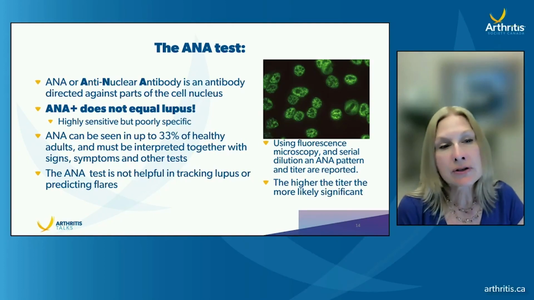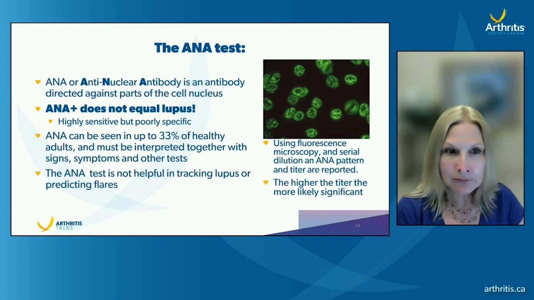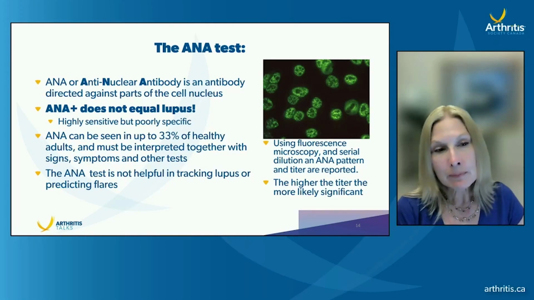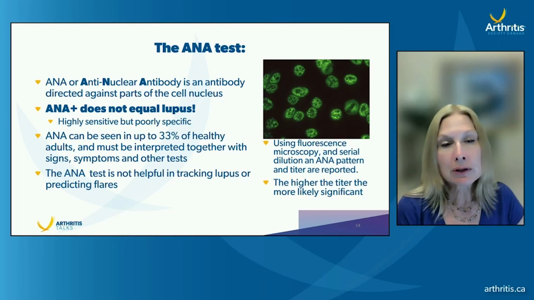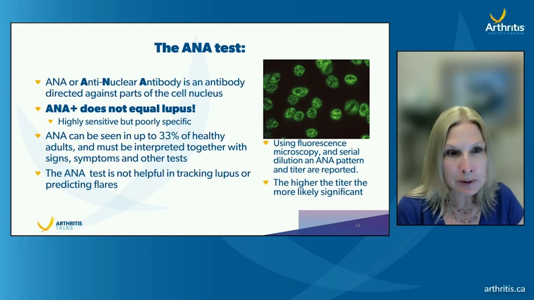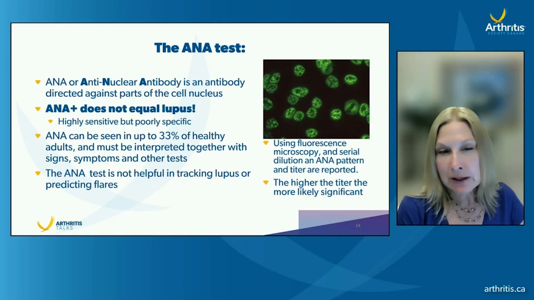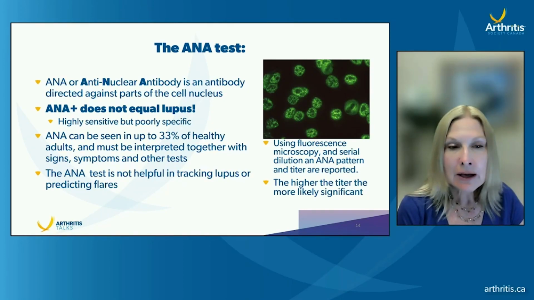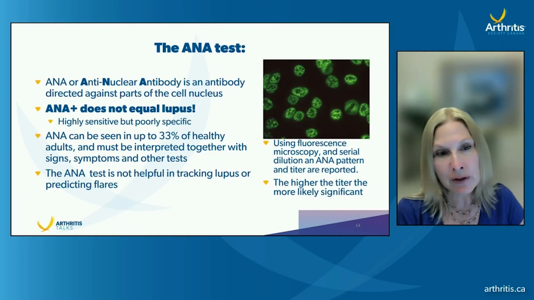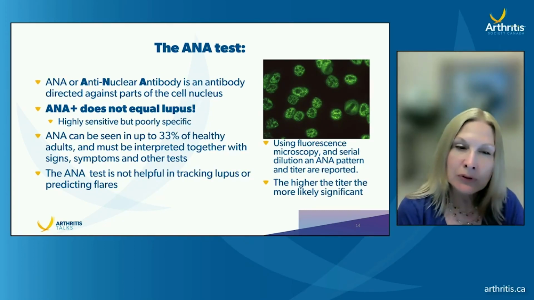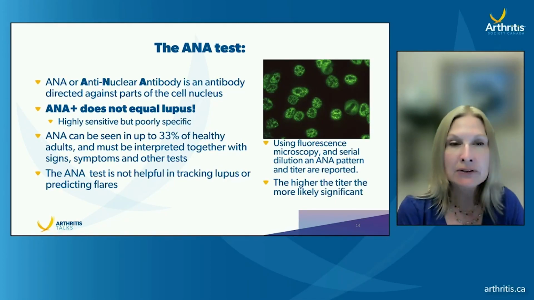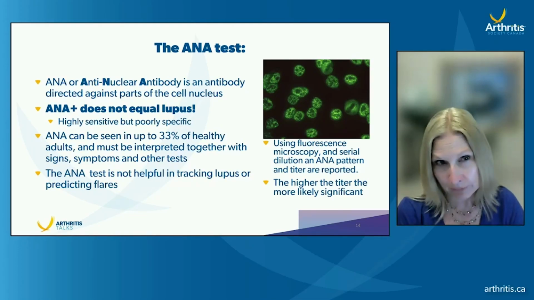In medical terms, this test is known to be highly sensitive but poorly specific. Highly sensitive means that most people with lupus do have it, but poorly specific means that so do a whole bunch of other people. The ANA can be seen in up to a third of healthy adults, and you have to interpret it together with all of the other features I mentioned before you can conclude that it means lupus. It also isn't helpful in tracking lupus or predicting flares. This isn't a test that goes up or down as lupus gets better or worse.